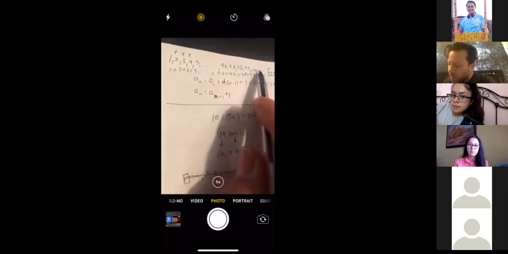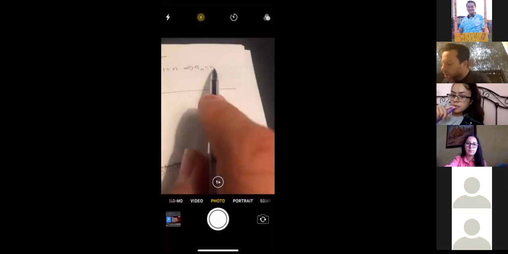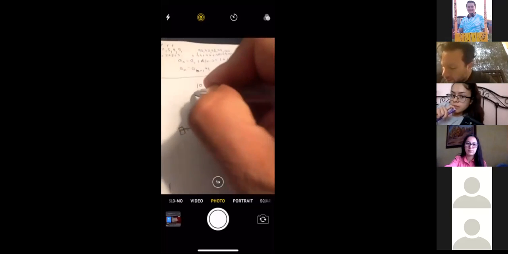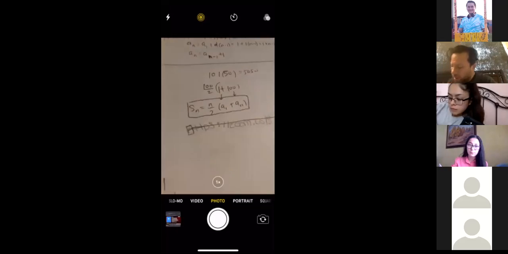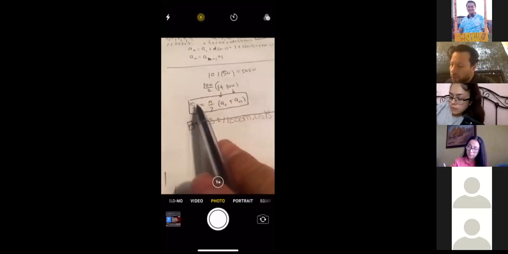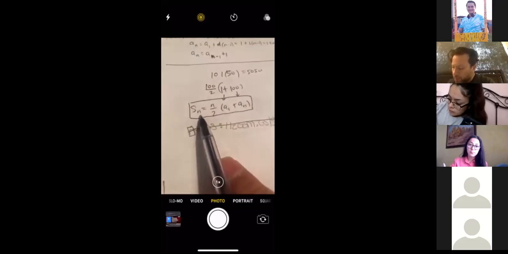Well, what do we do after that? We found out how many of these there were. There are how many numbers up here? There were n numbers. So then there's 100, and then I divide it by 2. And we call this S sub n. What is S sub n? It's the sum of the first n terms.